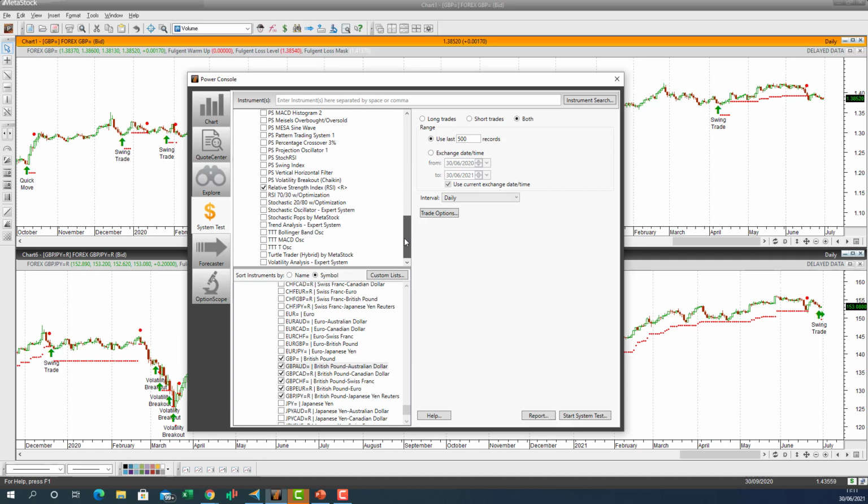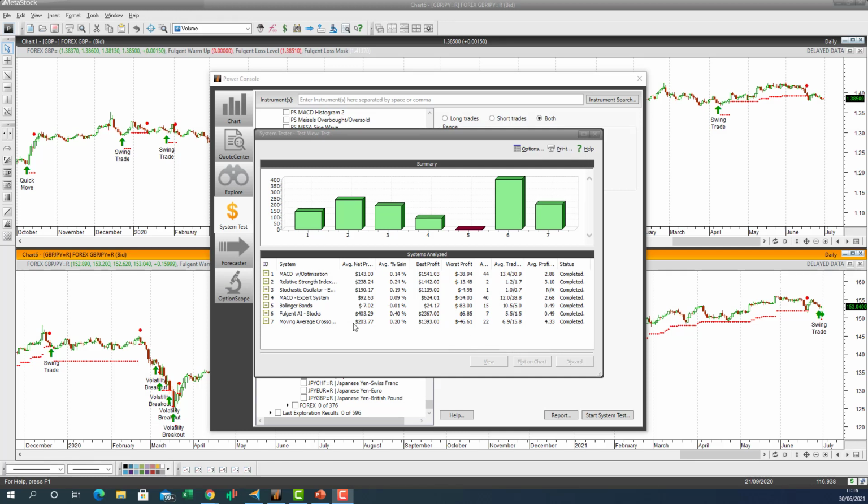I think there's another one, and then a stochastics one. Let's see how that one does. We're going to select the sterling pair, AUD, CAD, Swiss franc, euro, and yen. And we'll take about 500 records and start the system test. The AI is now going to use the other technical indicators, and then we're going to be able to compare to see how well the AI performs versus some of the other indicators. So I'll be right back as soon as the AI has done its scan.